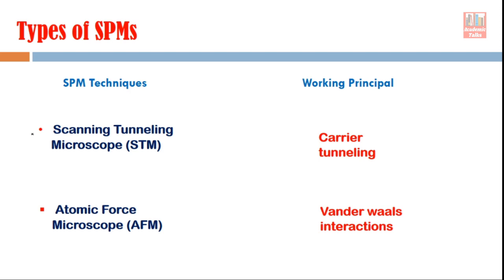You know that out of many SPMs, two SPMs are the most popular. One is the scanning tunneling microscope, which we discussed in the previous video lecture, and you know that this SPM works on the principle of carrier tunneling. Today we are going to discuss the atomic force microscope. The working principle of AFM is van der Waals interactions which take place between the probe tip and the sample surface.